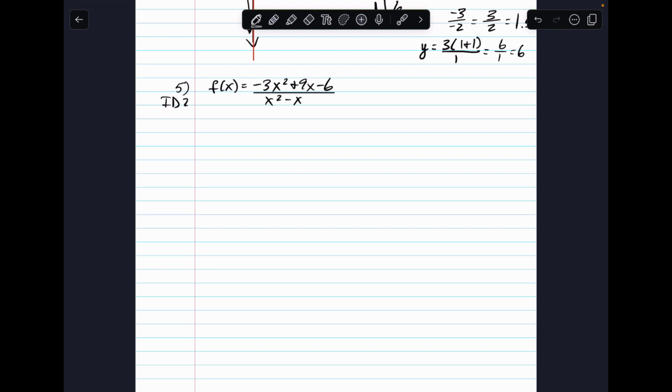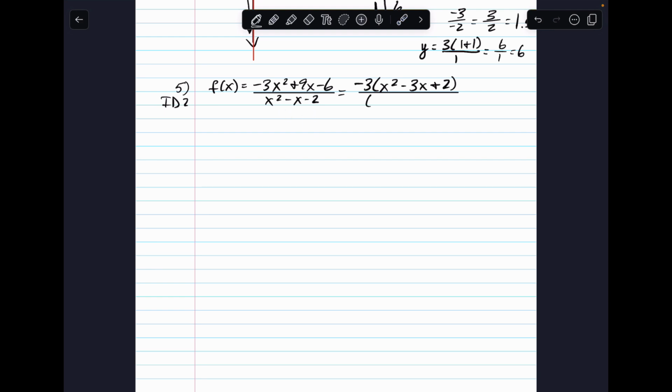Over x squared minus x minus 2. Okay, I'm going to try to factor the top one, the numerator. I'm going to take out whatever is the GCF. I have a -3 here, a positive 9, and a -6, which means that they're all divisible by -3. Take out a -3, you're left with x squared minus 3x plus 2. Over, what are the factors of -2 that give me a -1?